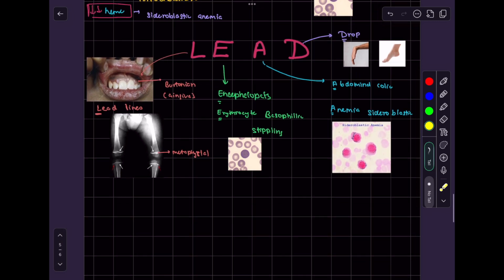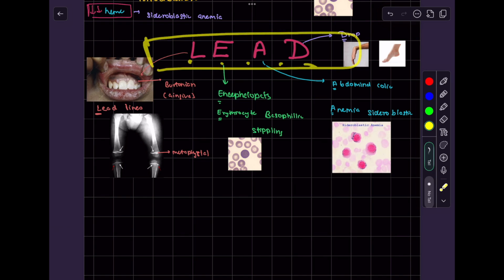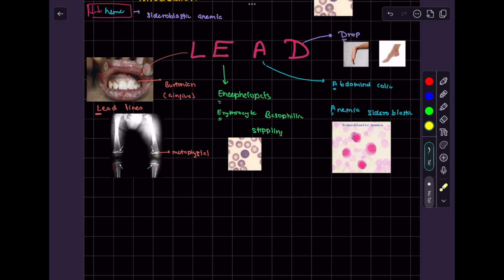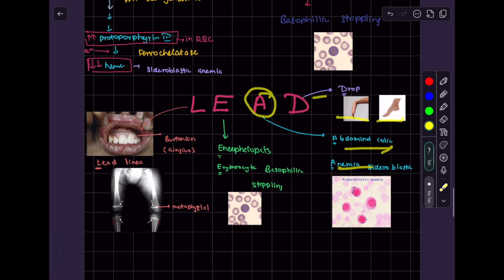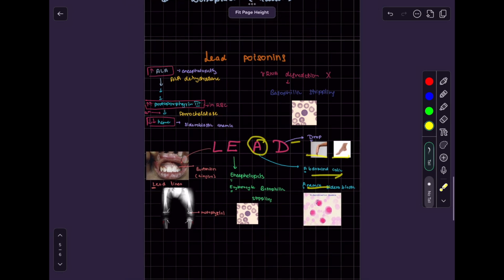The clinical features of lead poisoning could be remembered as LEAD, where L denotes lead lines or Burtonian lines in the gingiva or lead lines in the metaphysis of long bone, E for encephalopathy, E for erythrocytic basophilic stippling because of ribosomal RNA deposition, A for sideroblastic anemia and abdominal colic, T for wrist drop and foot drop. So that's all about lead poisoning.